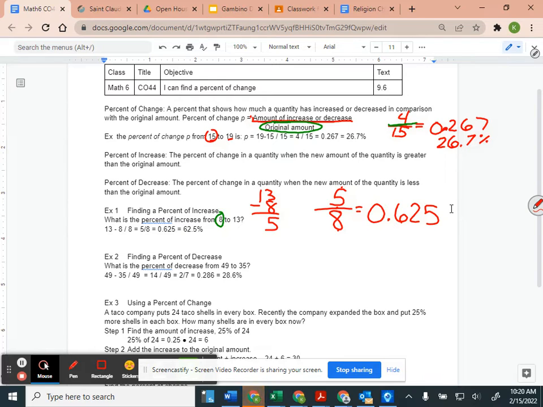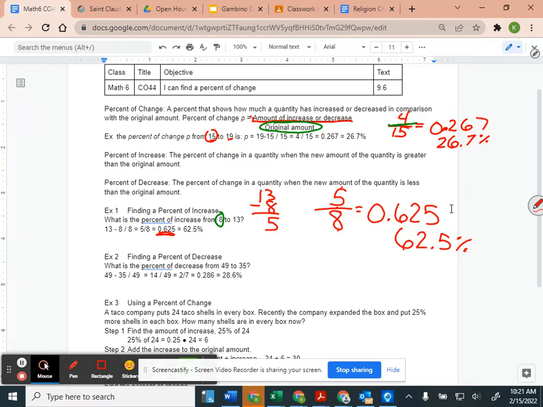Well, it's on the binder sheet, guys. We're really not doing any funky math here. I see it now. So to go from 0.625, turn your decimal into a percent. So that was finding the percent of the increase.